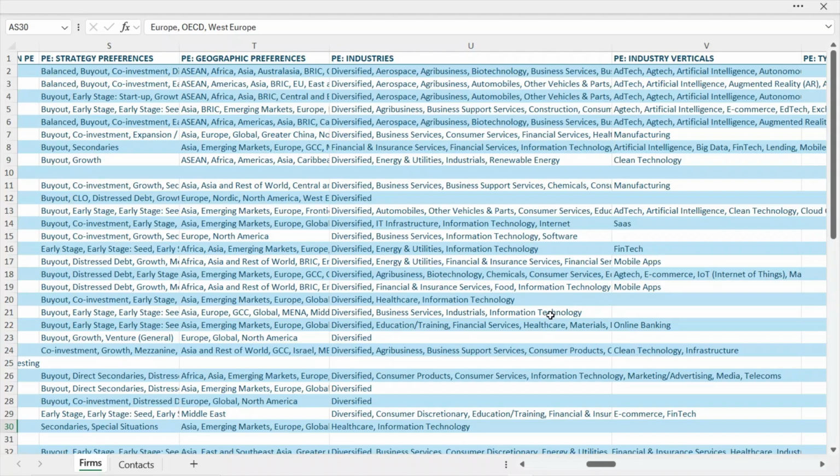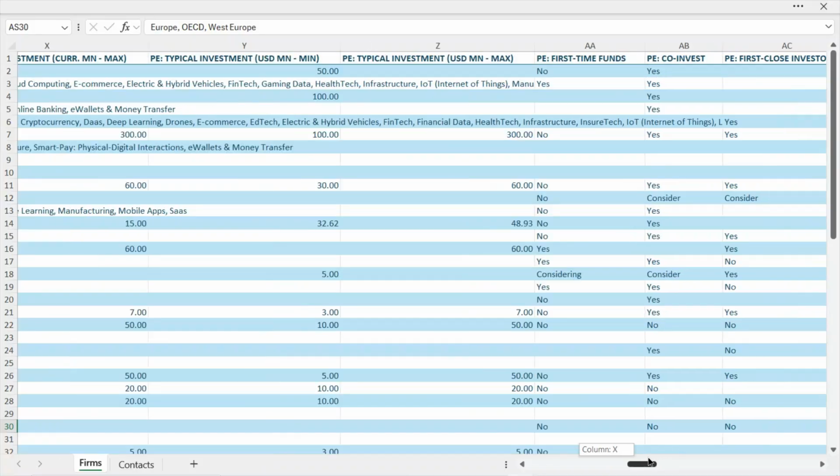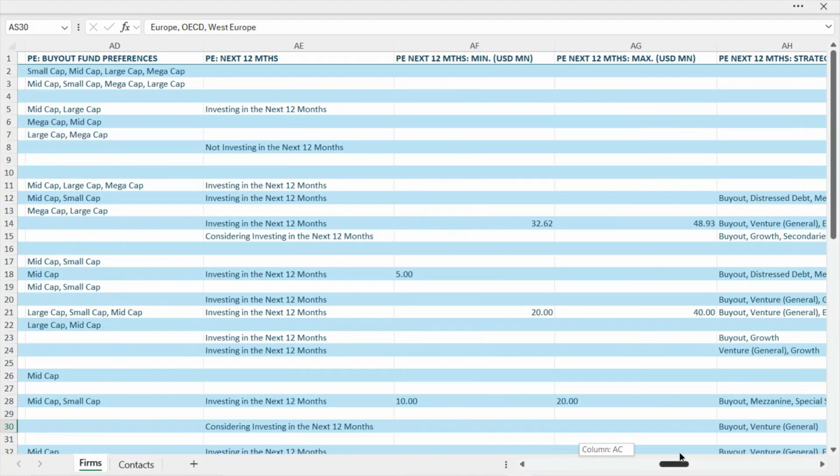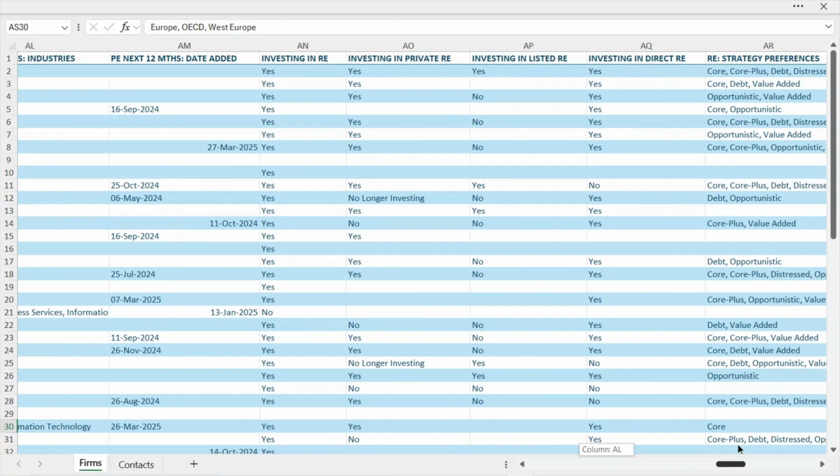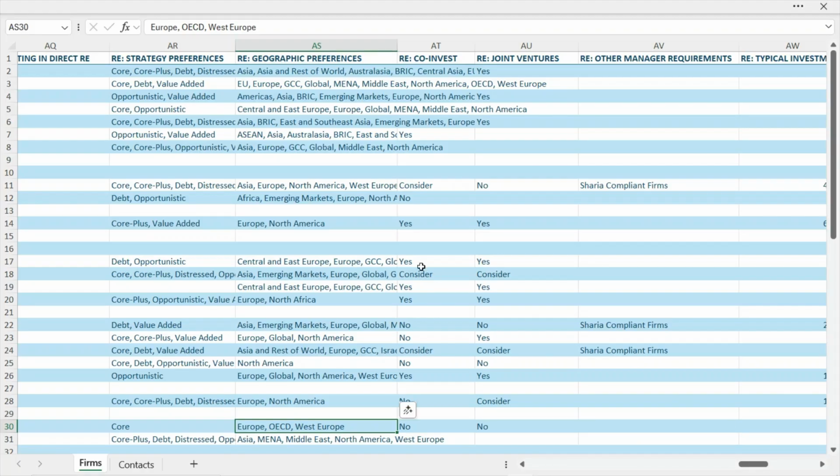Now, remember in the presentation, I said we're looking at private equity and real estate as one particular search. So you can see here, this database has the private equity strategy preferences, their geographic preferences, the industries that they're usually going to take a look at, and the industry verticals. You're going to find real estate is a very common one, so that's something we want to keep in mind. And if we scroll over to the right-hand side, you can see we're now looking at the strategy preferences for real estate: core, opportunistic. So this is the particular sector that my client is in.